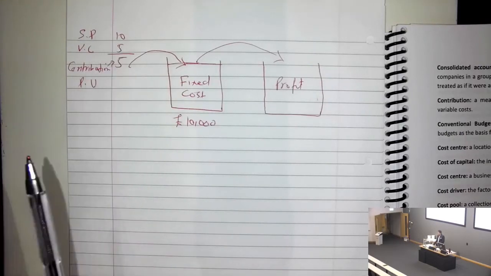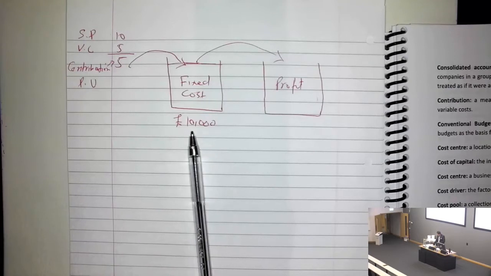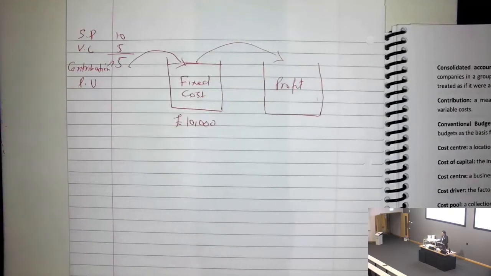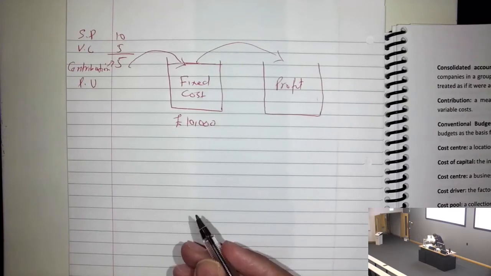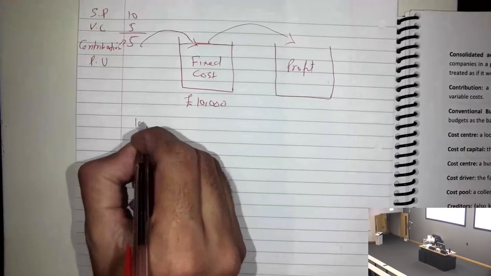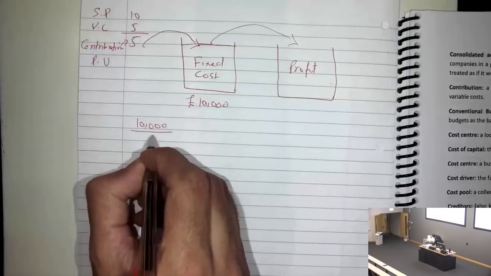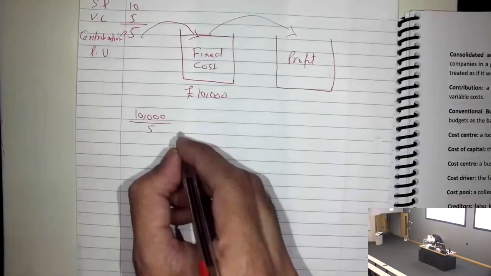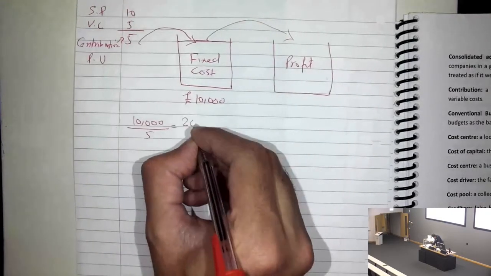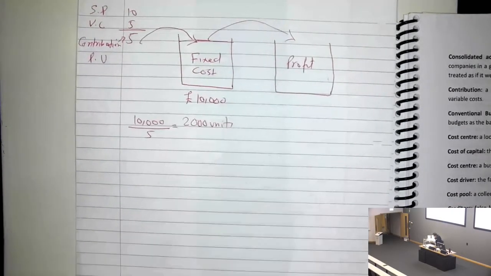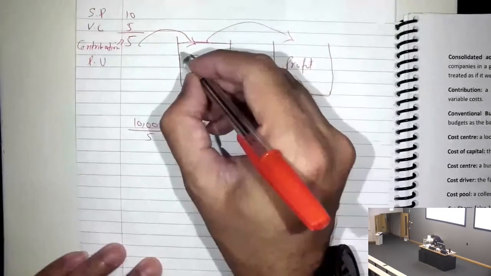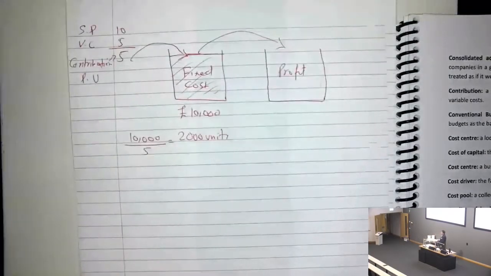So if we take this simple example, how many units do we need to sell to meet our fixed cost? We simply divide 10,000 by 5, and we know that we need to sell 2,000 units to fill this fully. Now anything we sell after 2,000 units is going to contribute towards our profit. Very, very important piece of information.